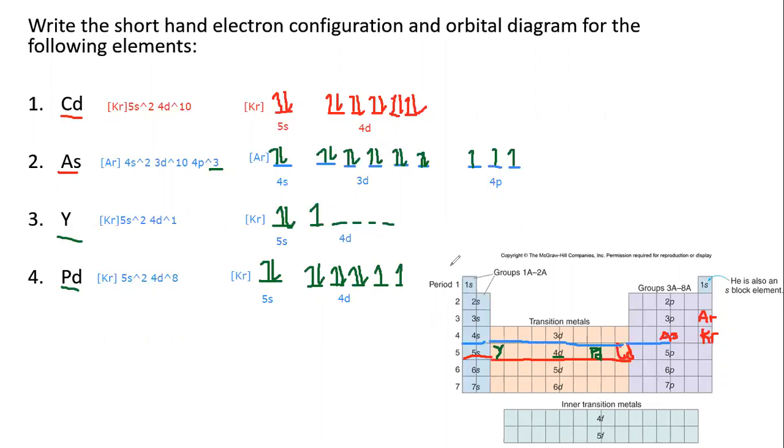Now, for some transition metals, there are exceptions, but we're not going to cover those exceptions in this course. You would take a higher level general chemistry course to actually talk about the exceptions for transition metals, but for this course, we're not going to concern ourselves with the exceptions.